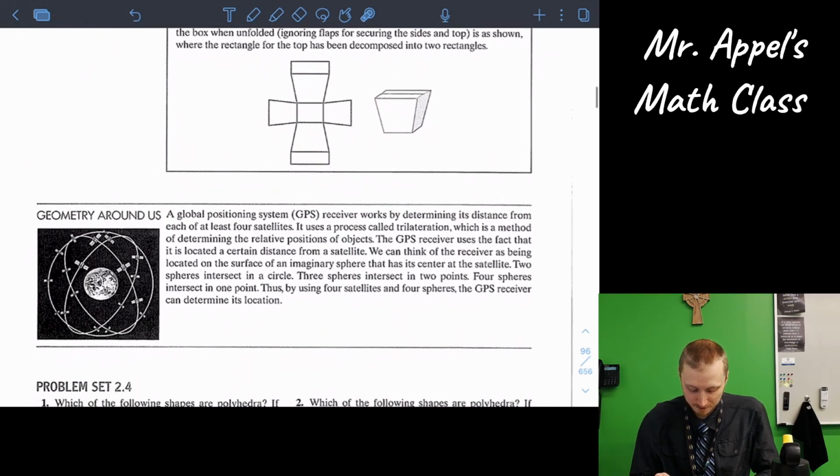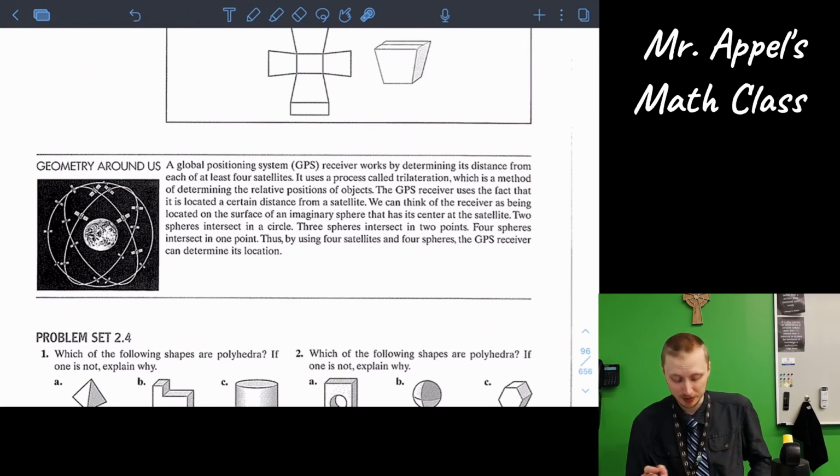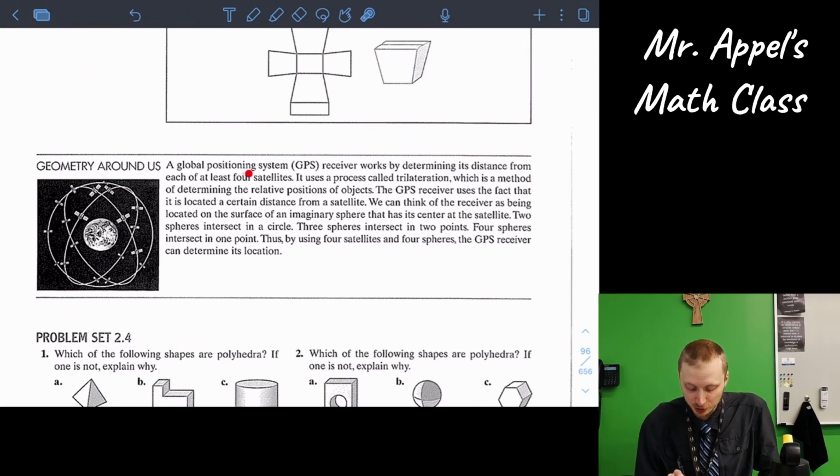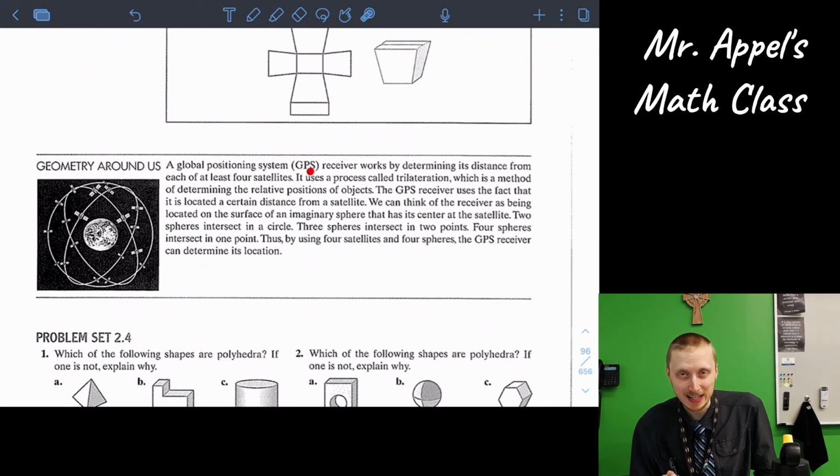All right, and finally a bit of geometry all around us. A global positioning system, GPS. S does not stand for satellite. Global positioning system. A receiver works by determining its distance from each of at least 4 satellites. It uses a process called trilateration, which is a method of determining the relative position of objects. The GPS receiver uses the fact that it is located a certain distance from a satellite.